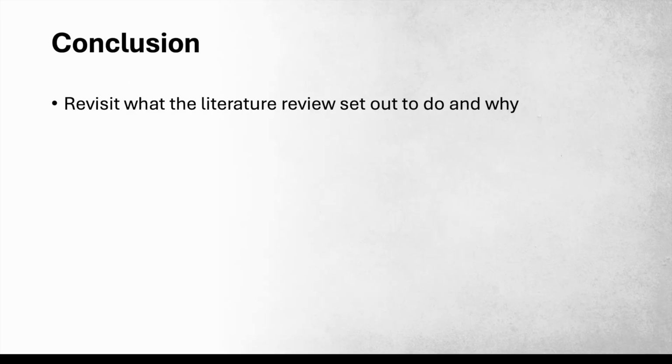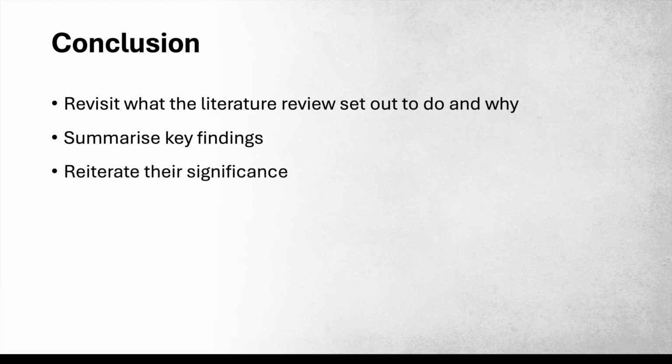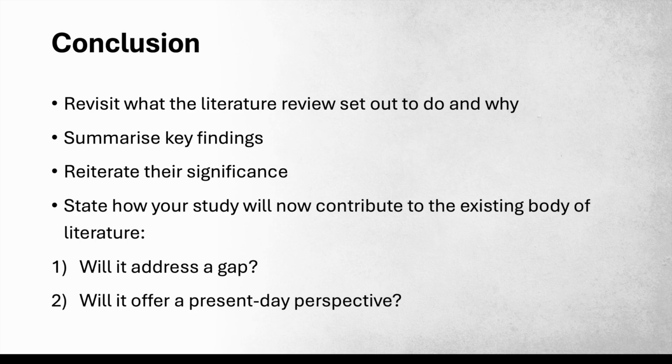Conclusions. Revisit what the lit review set out to do and why. Summarise your key findings. Don't forget to reiterate their significance, and that is in relation to your research question. Remember, that is your golden thread, start to finish, throughout your lit review. Everything should feed into that research question. And finally, state how your study will now contribute to the existing body of literature. Are you going to be addressing an existing gap? Are you going to offer a present-day perspective? Maybe you're going to do both.